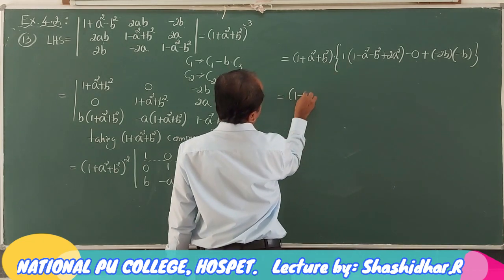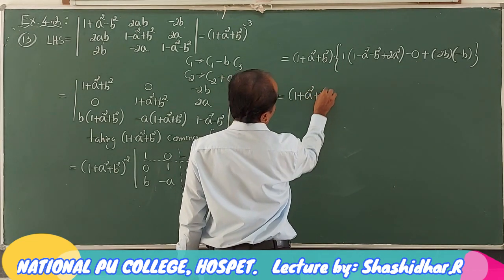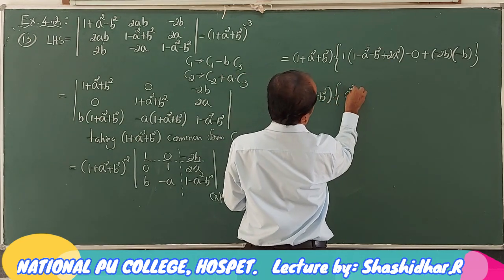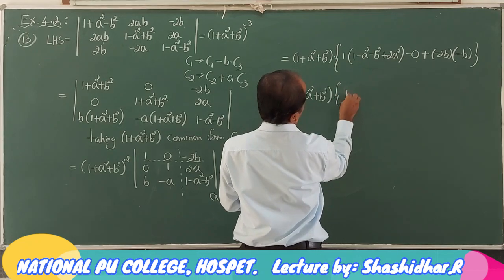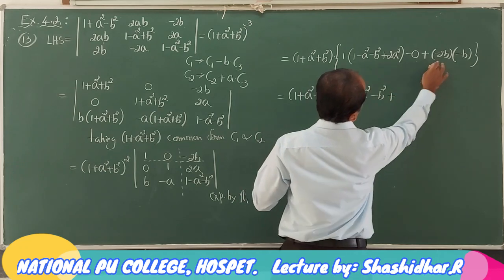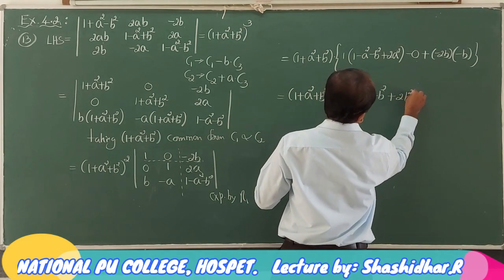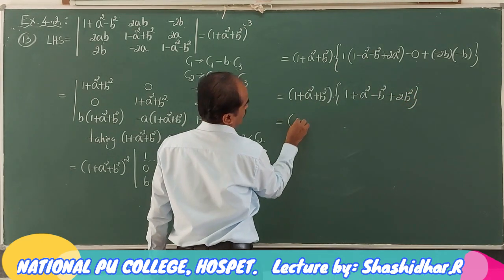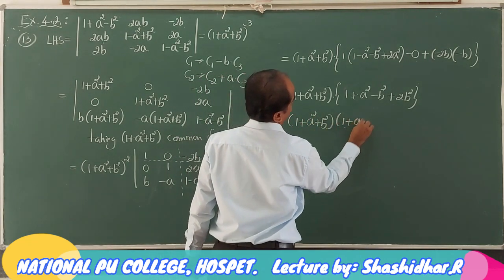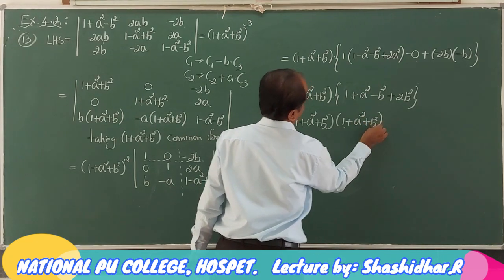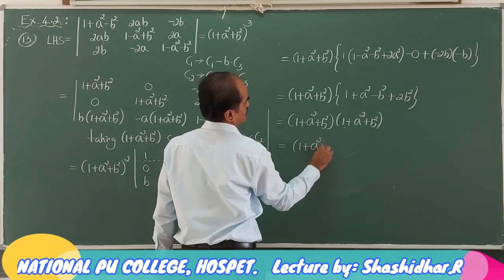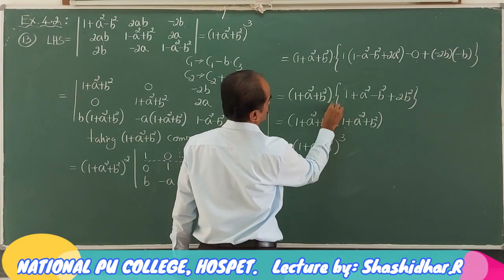It is 1 plus a square plus b square into 2a square minus a square 1 plus a square, this is minus b square, here minus 2b into minus b plus 2b square. It is 1 plus a square plus b square into 1 plus a square plus b square. Together it becomes 1 plus a square plus b square whole cube.